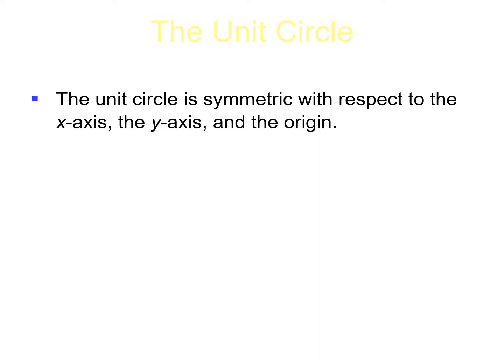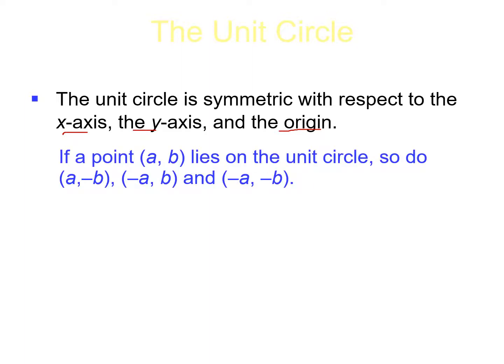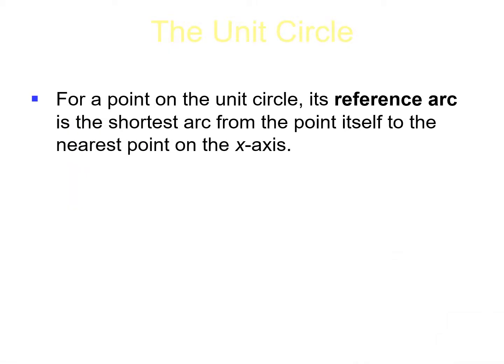So the unit circle has symmetry with respect to the x-axis, the y-axis, and the origin. I guess all three of those. If the point (a, b) is on the unit circle, so is (a, -b), (-a, b), and (-a, -b). For a point on the unit circle, the reference arc is the shortest arc from the point itself to the nearest point on the x-axis.